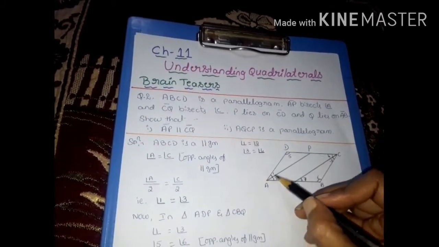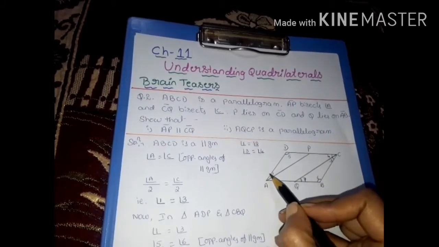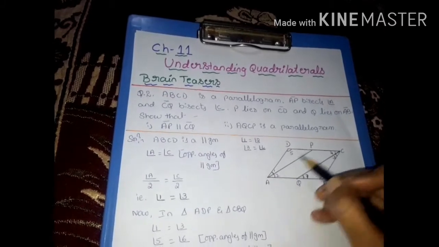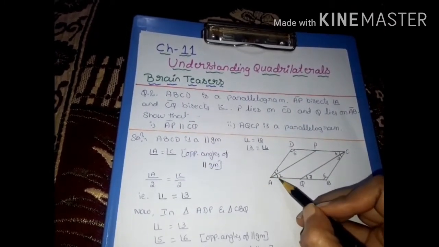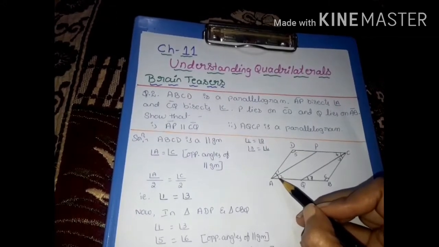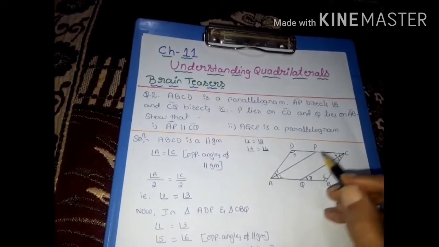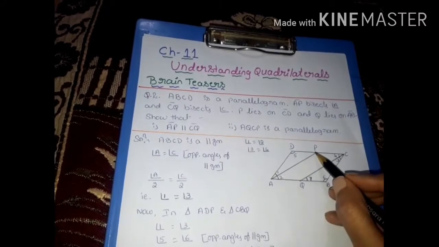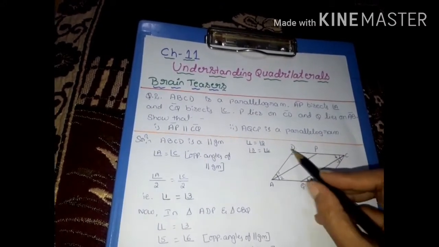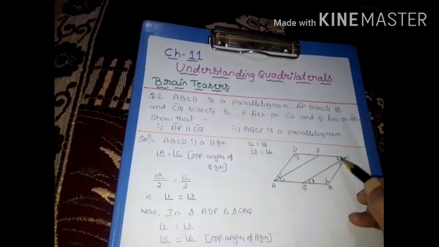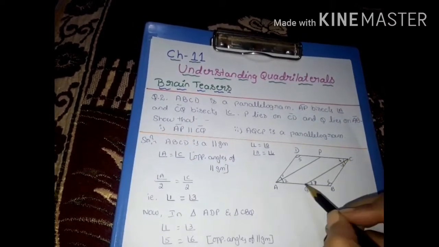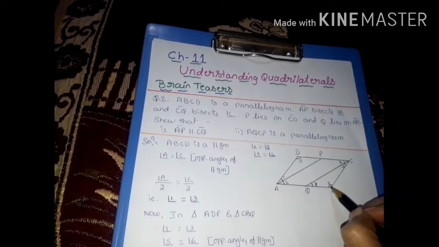Here AP line segment bisects angle A. Nothing but AP line segment makes angle A into two equal parts. Bisects is nothing but making a given angle into two equal parts. And also P lies on CD line segment. Similarly, CQ bisects angle C. Q lies on AB line segment.